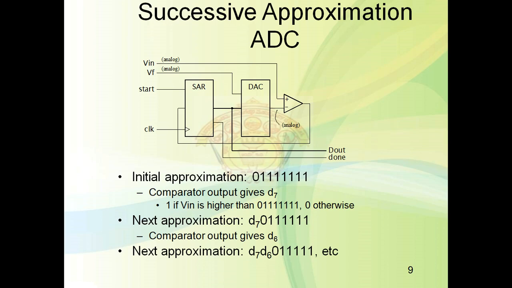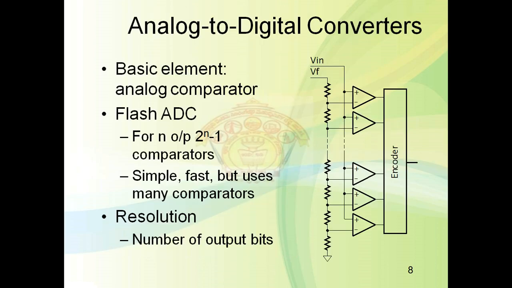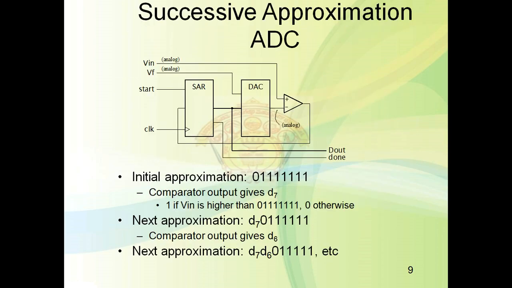So what is the drawback of the flash type ADC? It requires a larger number of comparators, and hence the area required for the IC is more. That drawback is overcome in the successive approximation ADC. In the successive approximation ADC, it requires one comparator, one digital to analog converter, and one successive approximation register.